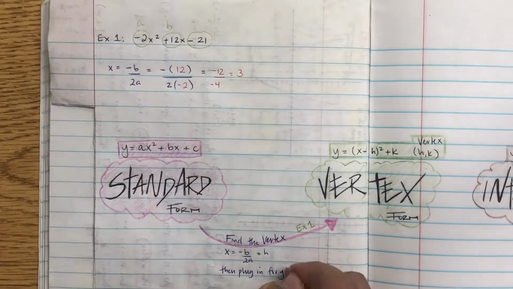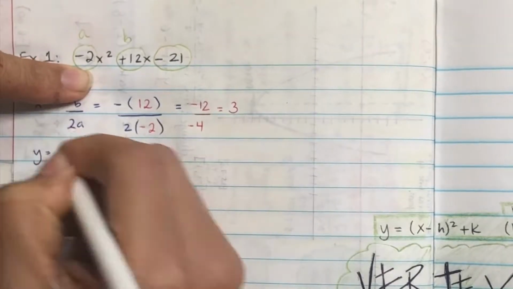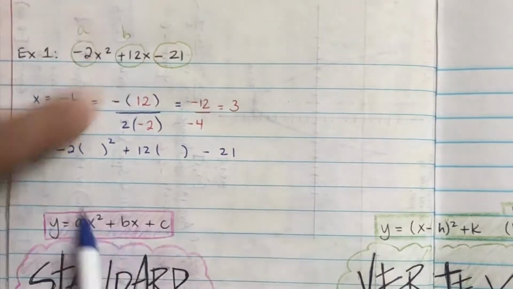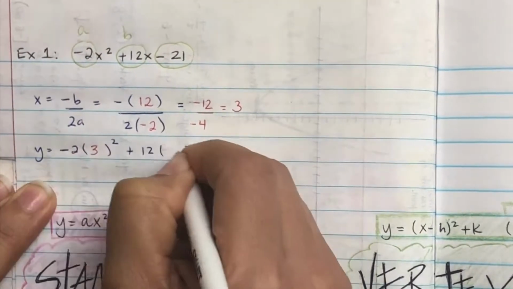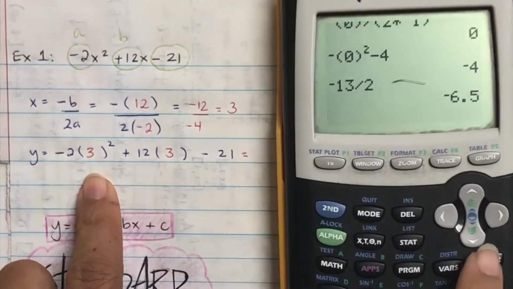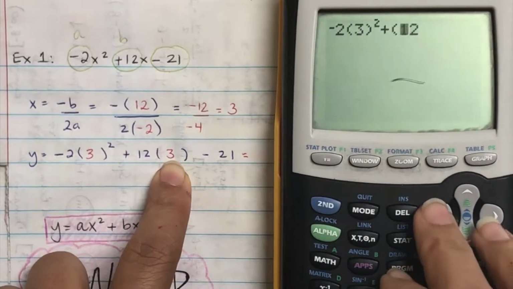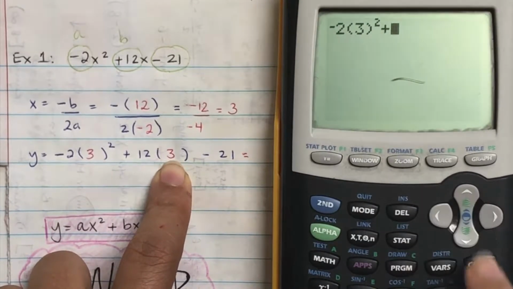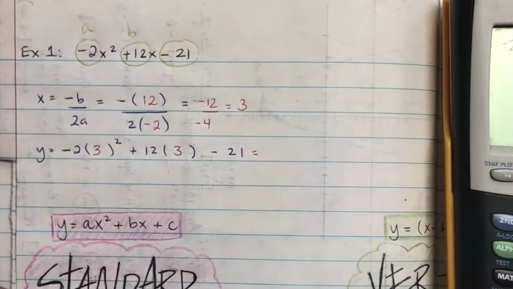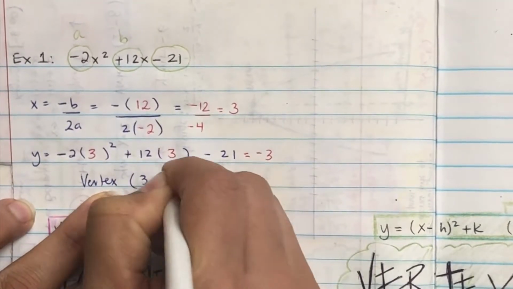Now we're going to plug it back into your original equation to find y. So all you have to do with that is just take a calculator and write it out as you see it. So it's negative 2 parentheses. Again, I'm just going to put parentheses where I see an x. And then where I see x, I'm going to put the number 3. And plug it into a calculator. Type it out exactly as you see it. Negative 2, open parentheses, 3, close parentheses, squared, plus 12, open parentheses, 3, close parentheses, minus 21. Press enter. That's going to give me negative 3, which means my vertex is 3, negative 3.